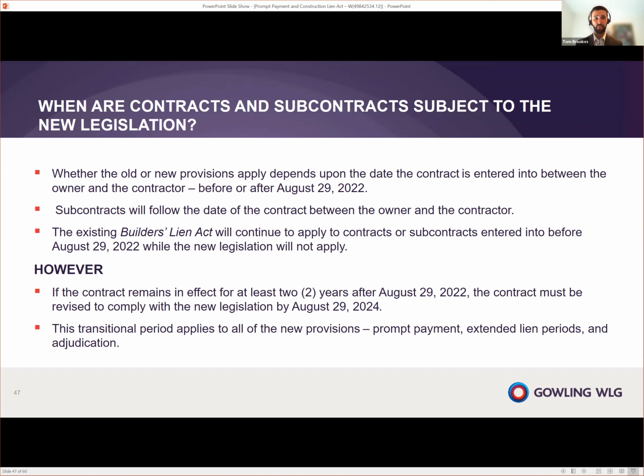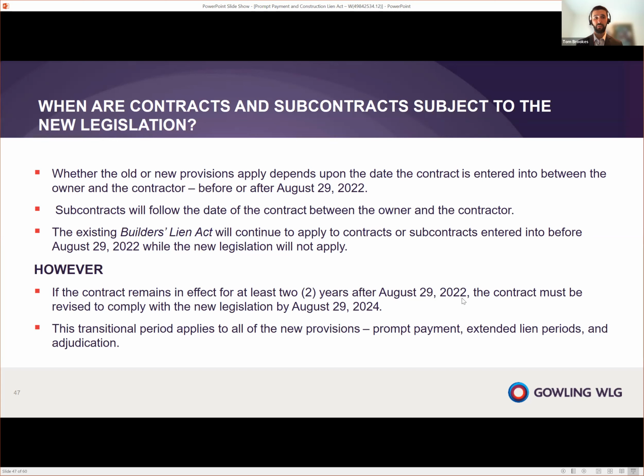However, there is an exception that I mentioned for contracts that are entered into prior to August 29th, 2022. And that is if those contracts are scheduled to remain in effect for at least 2 years, i.e. to August 29th, 2024, then the contract has to be revised to comply with the new legislation by August 29th, 2024. So this gives you a 2-year period to amend your contract if it is entered into prior to August 29th, 2022.